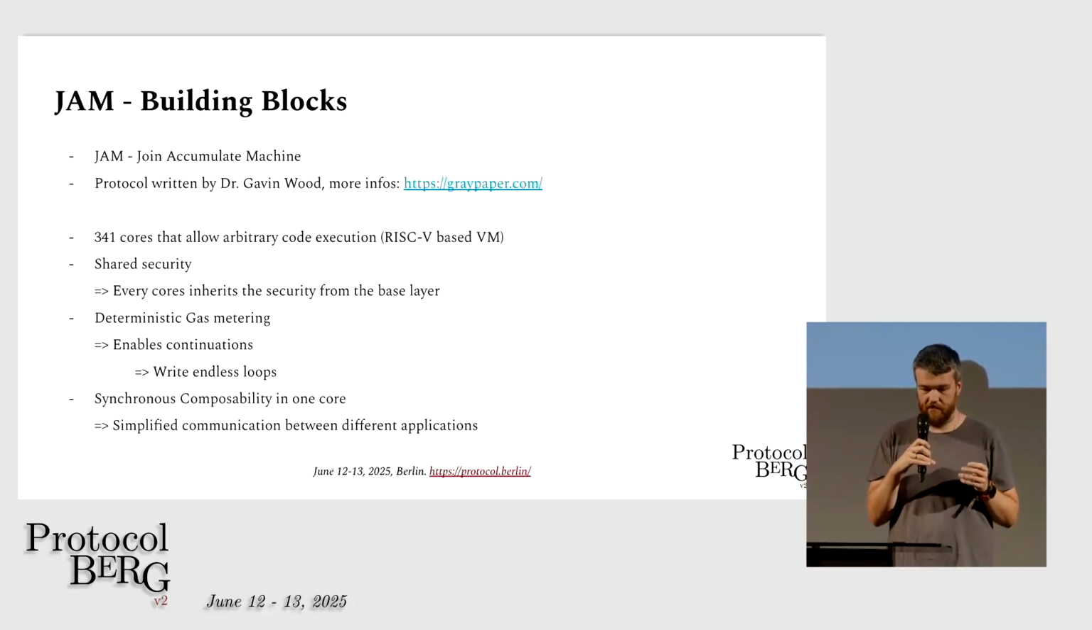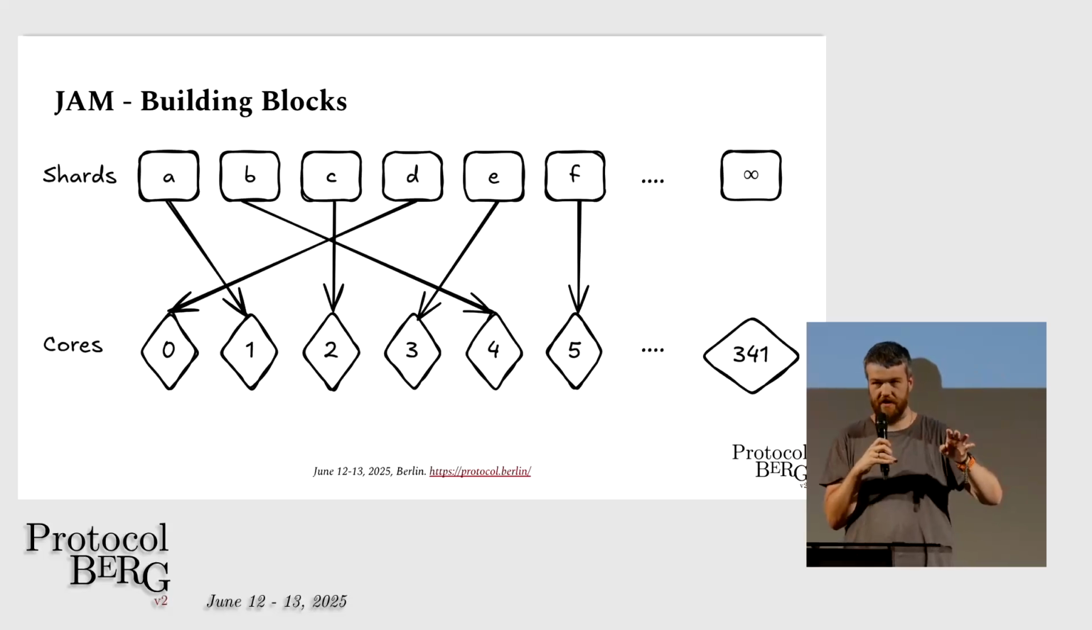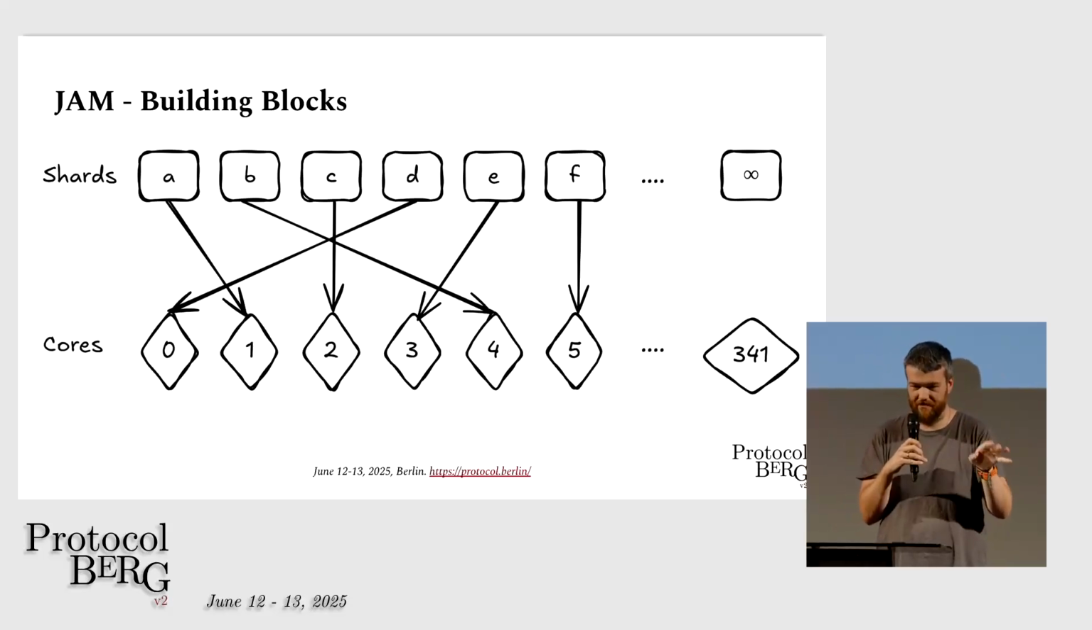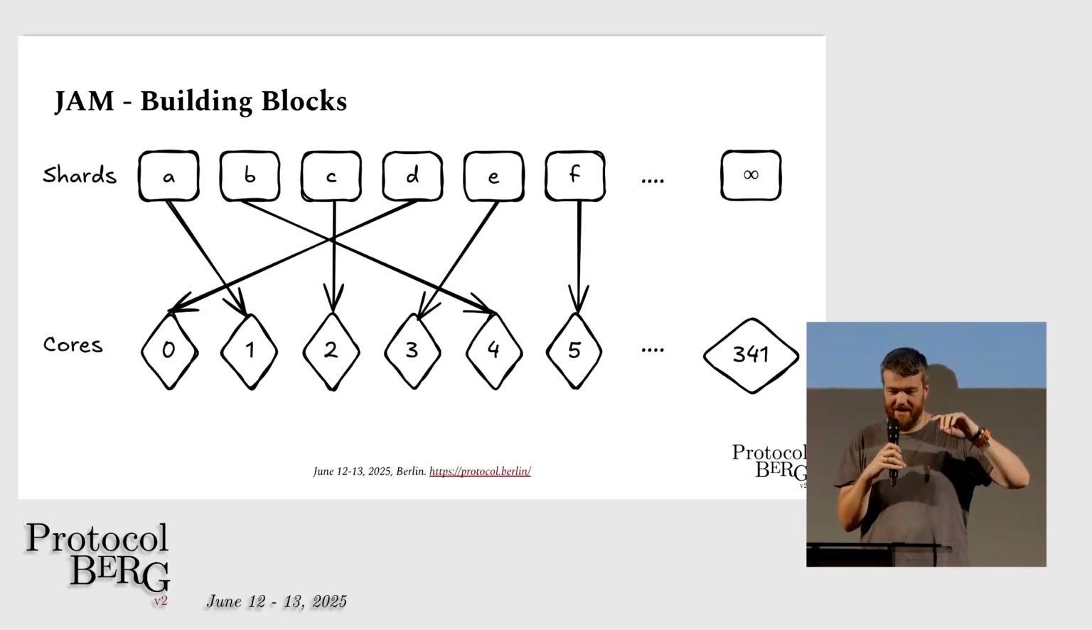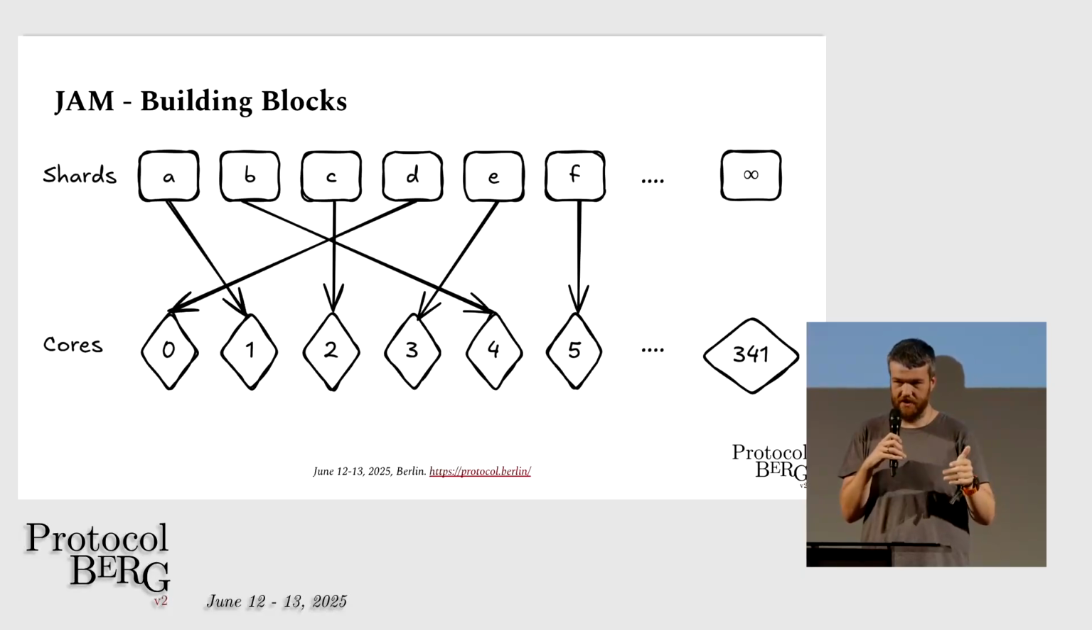Another important topic is synchronous composability. GEM has all these shards, and you can have an infinite amount of shards. I mean, not really infinite, there's an upper number, but whatever. And you have 341 cores, which means that every step you could verify 341 state transitions of all these shards. But if you have an infinite number of shards and you can only progress 341, that's not enough.